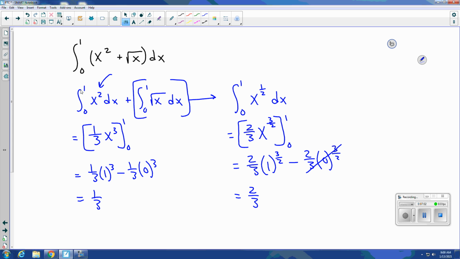So I broke this original integral into two pieces, so to get the final result, we add these two things together. 1/3 and 2/3 is equal to 3/3, so the value of this integral, or the evaluation from 0 to 1 for that function, is just 1. And geometrically, the interpretation is that the area, or the net area, from 0 to 1 for that function is 1.